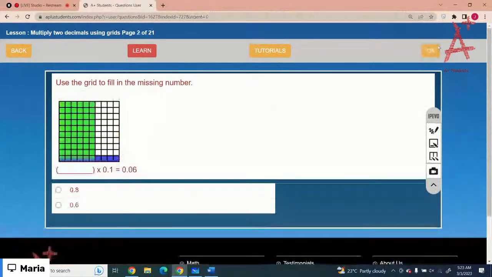Okay, which is the missing number? 0.1, which is the correct option? 0.8 or 0.6? Blue is just one row. It represents 0.1. The green color is six columns. So it represents 0.6. Got it? So the correct option is 0.6 times 0.1. That would equal 0.06.